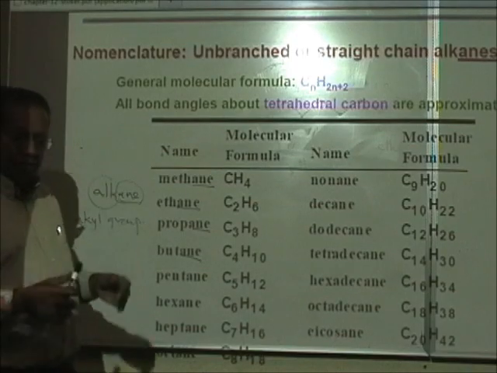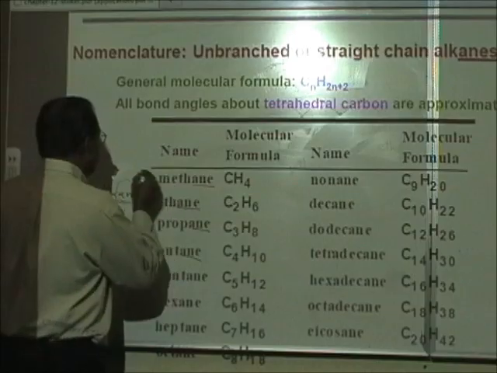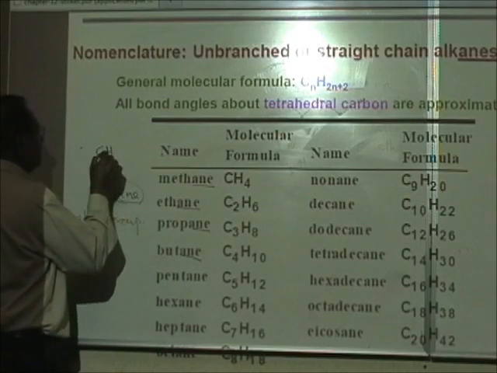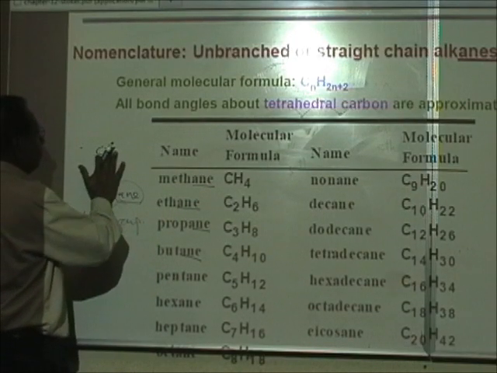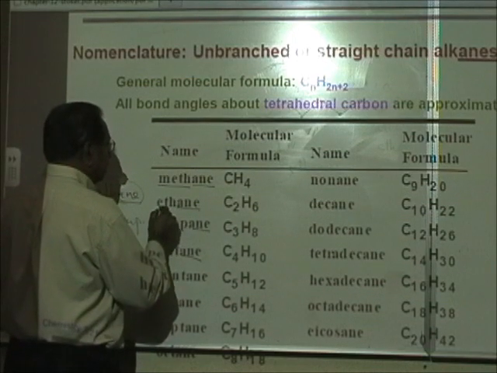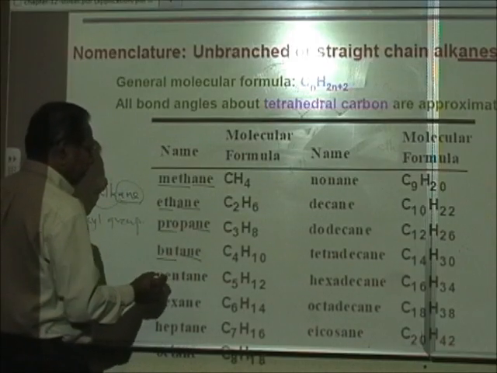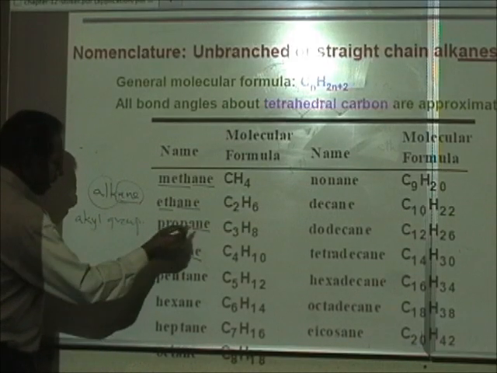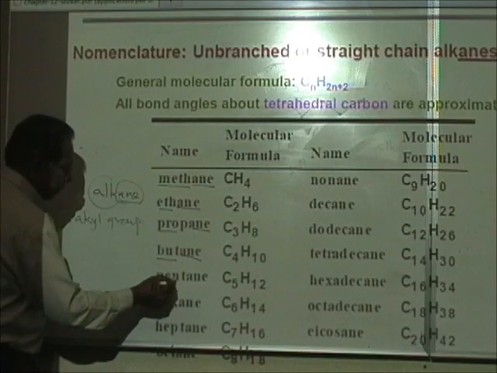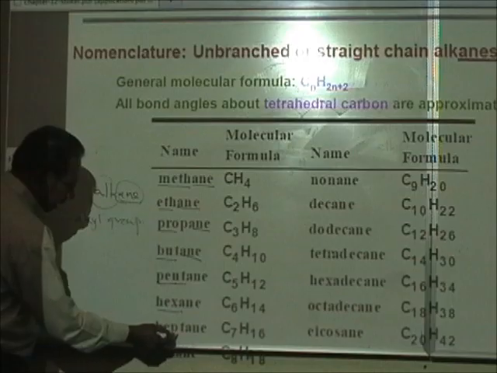Now, alk comes from alkyl group. This is called the group with CH. One carbon group is called meth, 1 carbon. 2 carbon is called eth. 3 carbon is prop. Then but, pent, hex, hept.